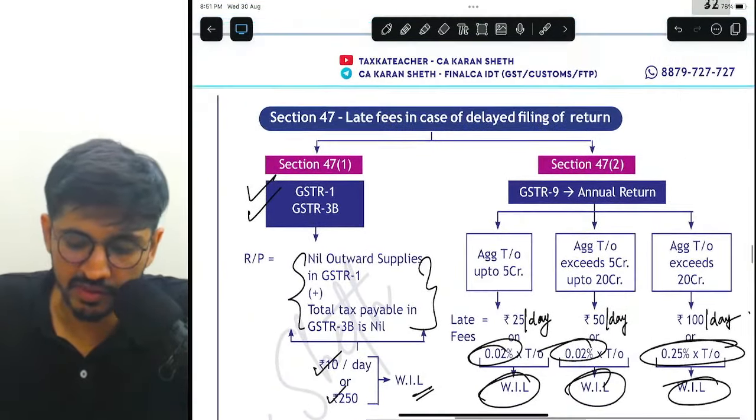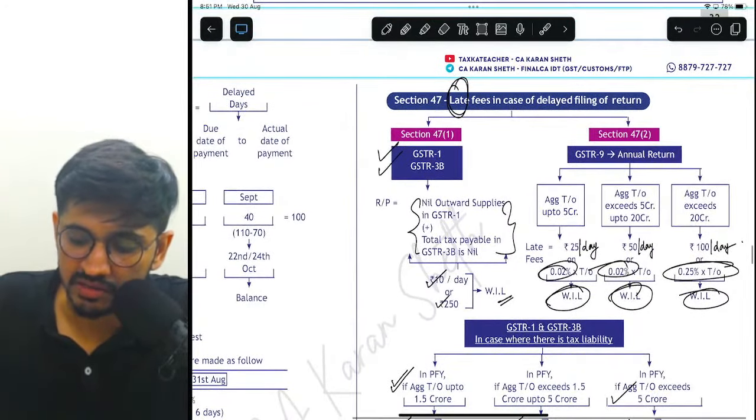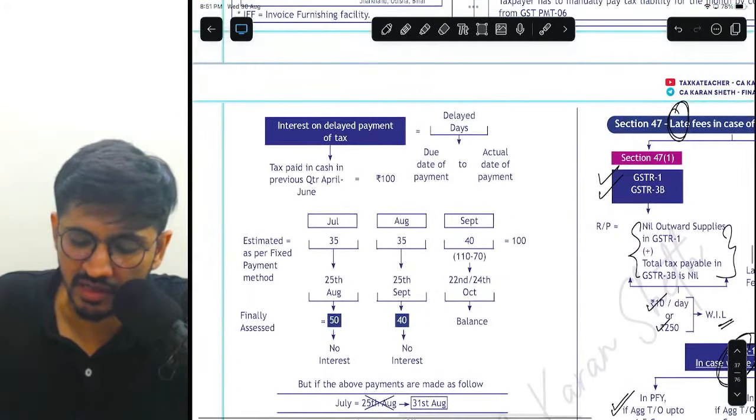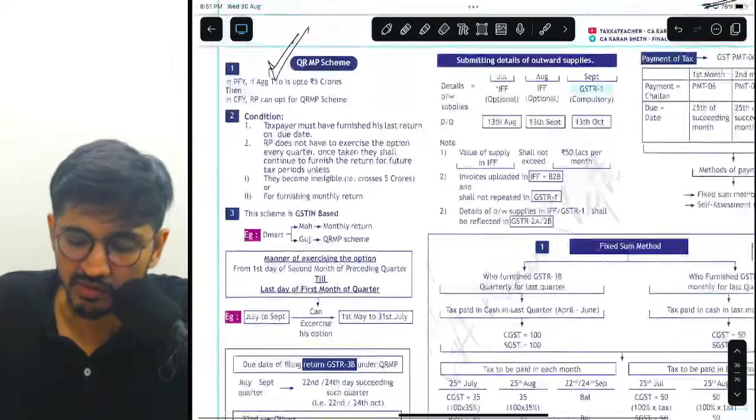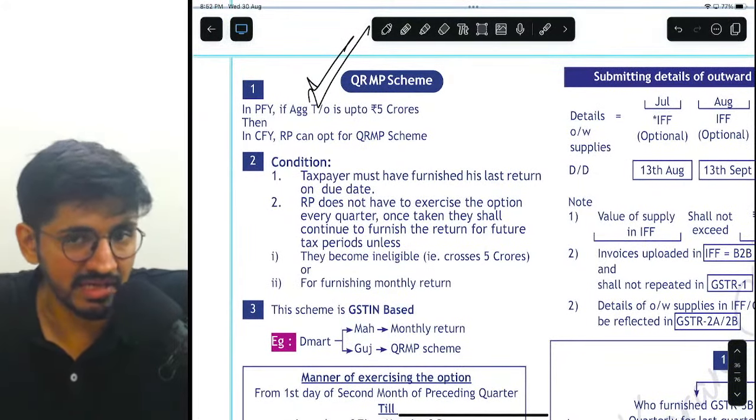This is with respect to late fees. I would really like you to remember GSTR 9 and GSTR 1, 3B, which is what I generally think will be asked in the exam, because that turnover element just makes the entire equation very interesting.